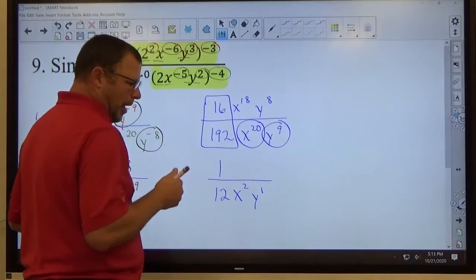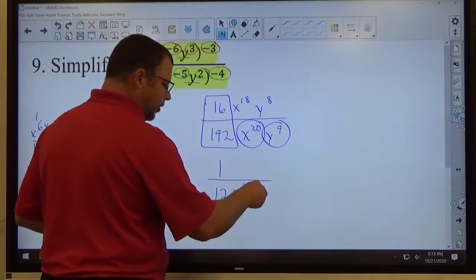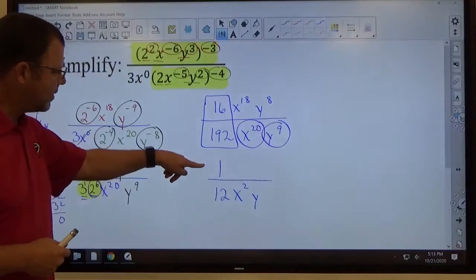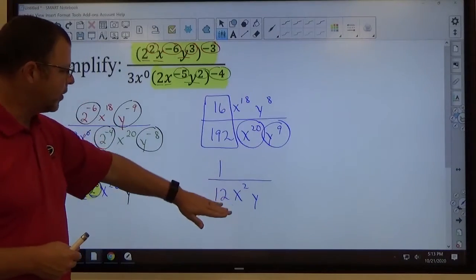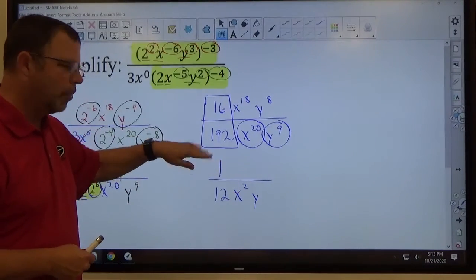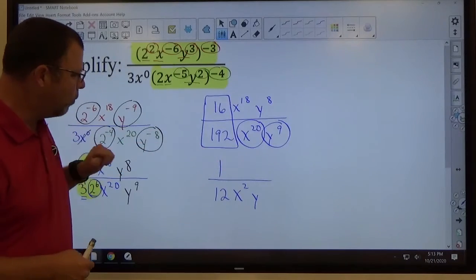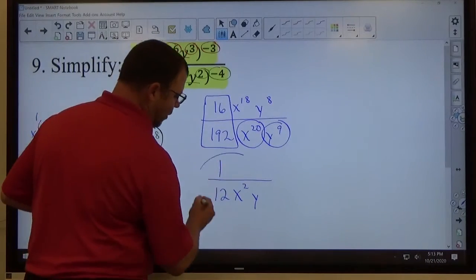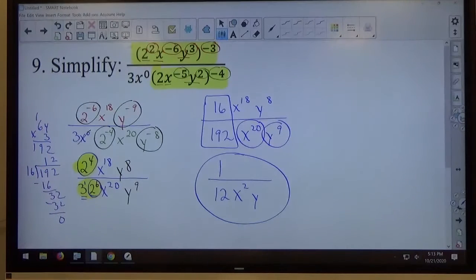You can write a first power, you don't have to. I usually don't. 1 is necessary when nothing else is there. So for example, if y ended up on top, if I didn't have the 1, it's fine. But since nothing but 1 showed up on top, that 1 is necessary for that problem. So 1 over 12x squared y would be the simplest form of that expression.